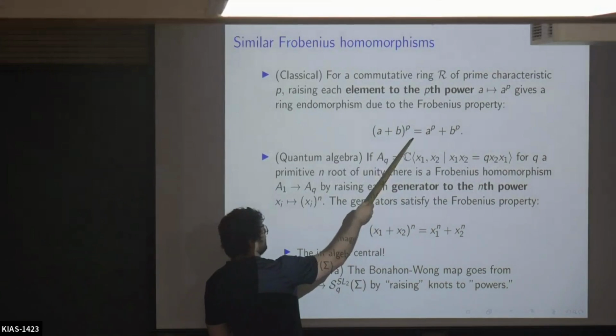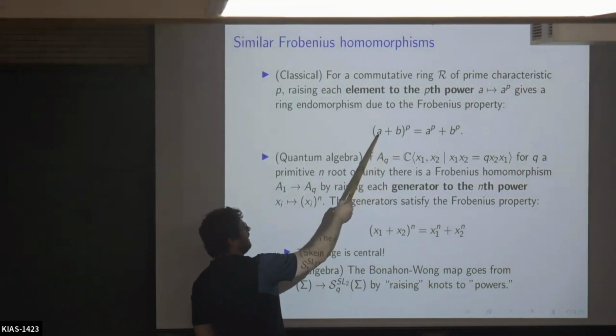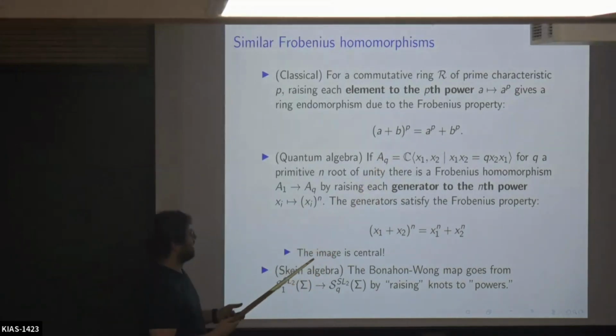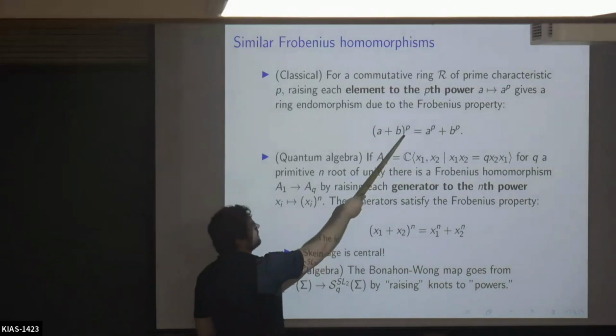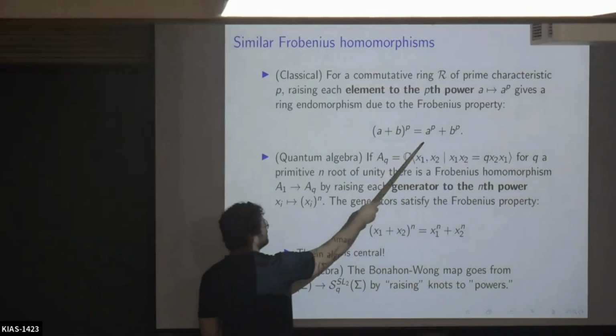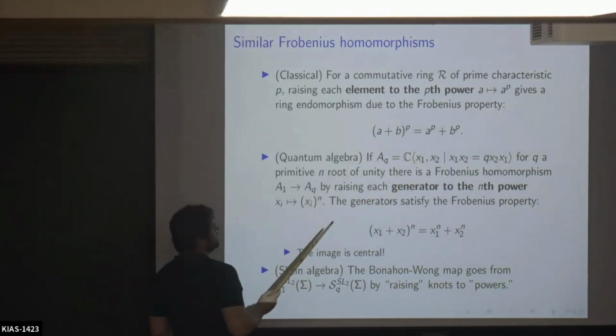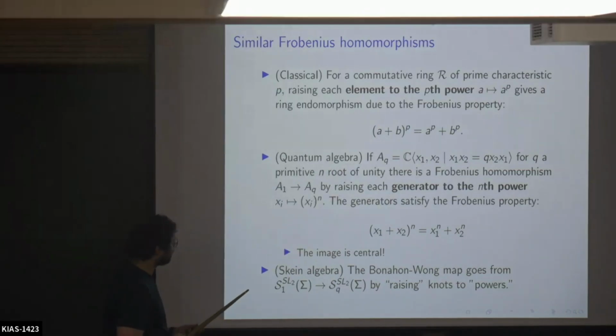It's due especially to the property that if you take (a + b)^p, you have to expand it out and you get these binomial coefficients. But in this characteristic, all of the intermediate binomial coefficients are 0, and you're just left with the extreme terms. And so this homomorphism respects addition.